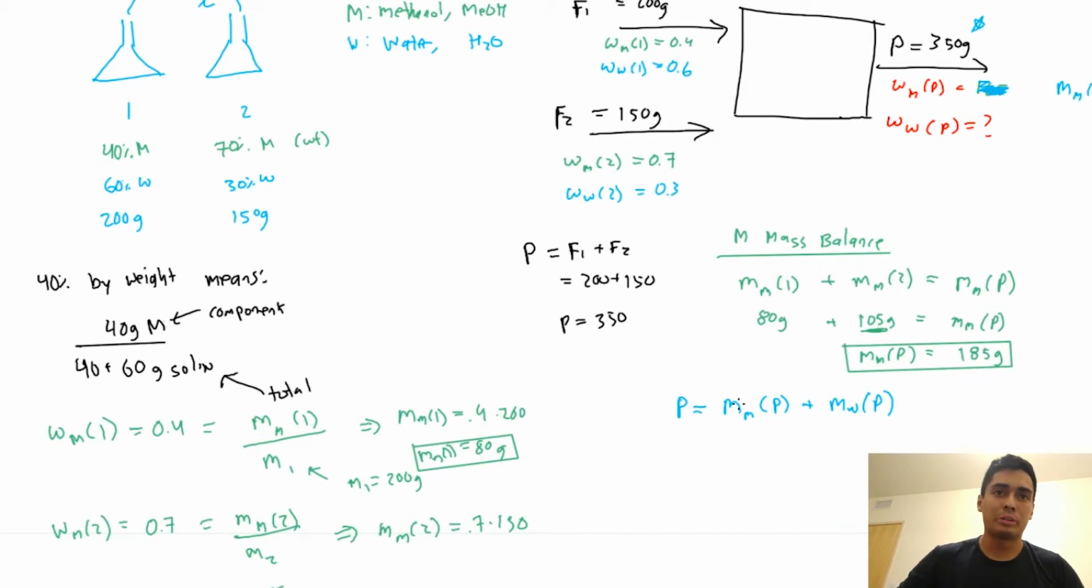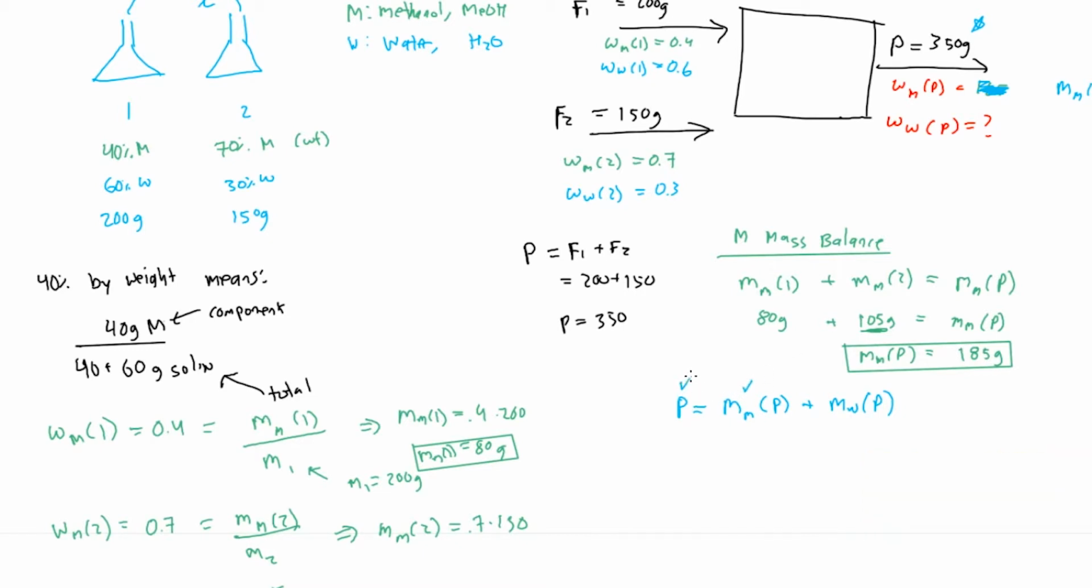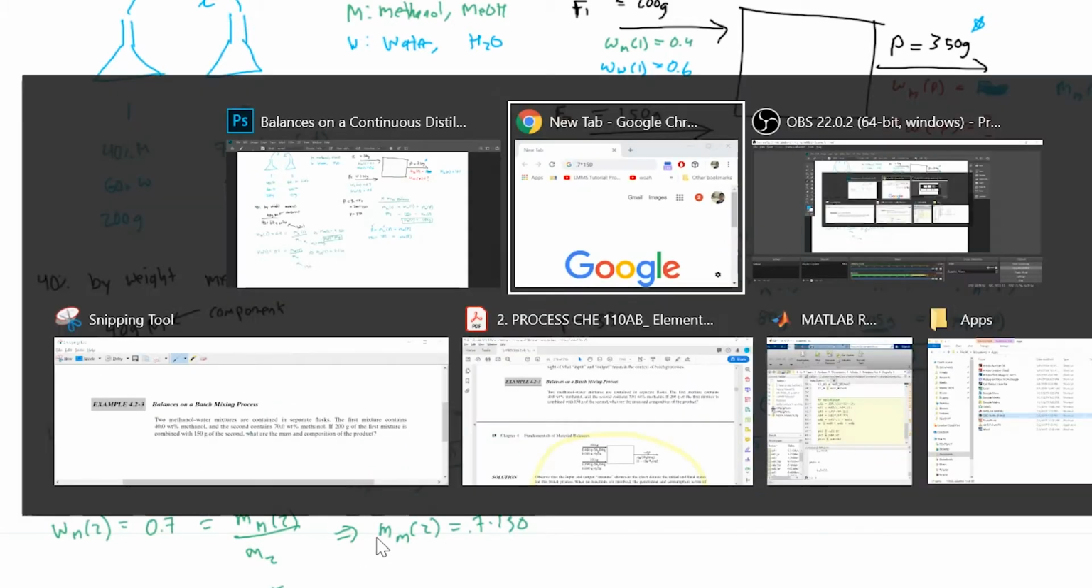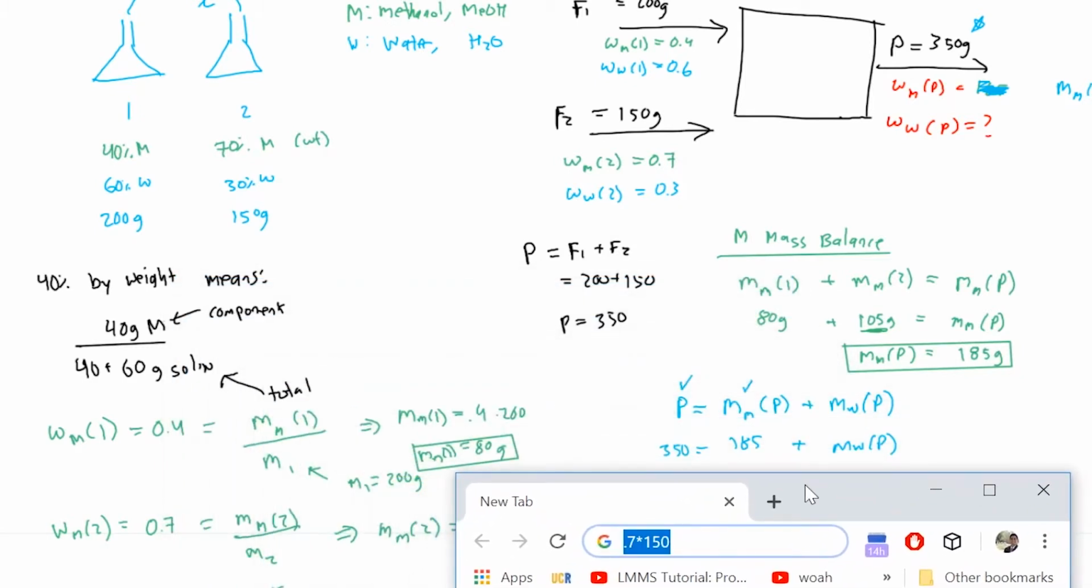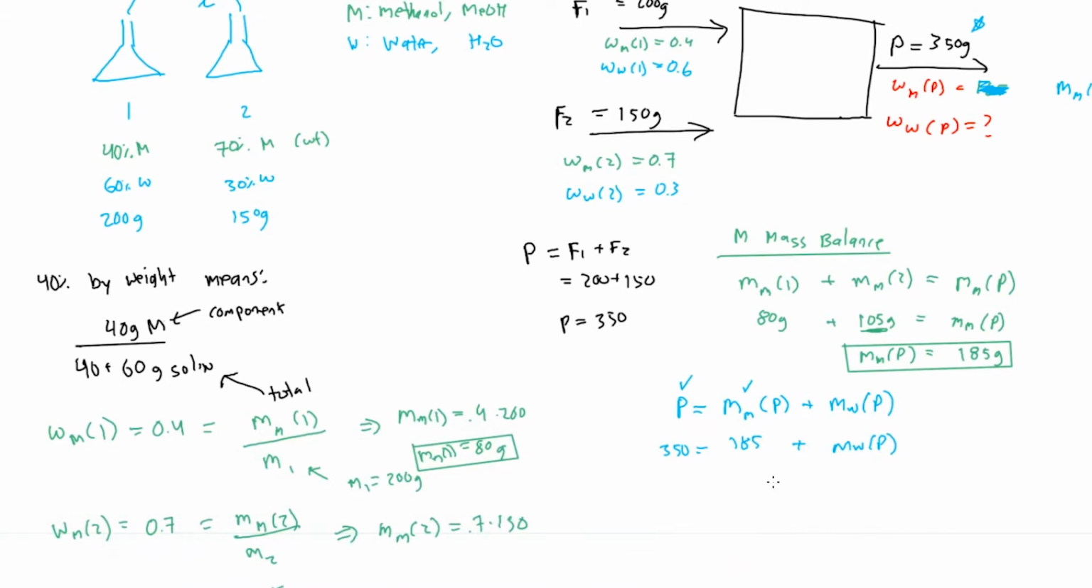So we know the mass of the methanol in the product is 185, and we know the product is 350. So if you plug in 350 plus 185, we can solve for the mass of the water in the product by simply subtracting them. We don't even have to do this all over again. We can just simply subtract them. So I'm going to say 350, do some algebra in your head, is going to be 350 minus 185, 165, right? 165. So we know the mass of the water in the product. It's going to be 165 grams.